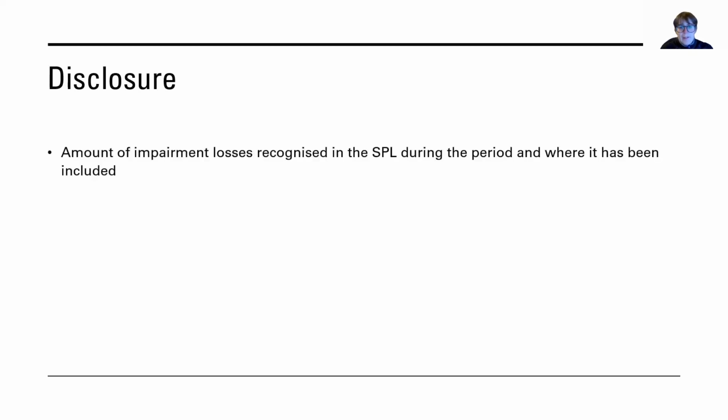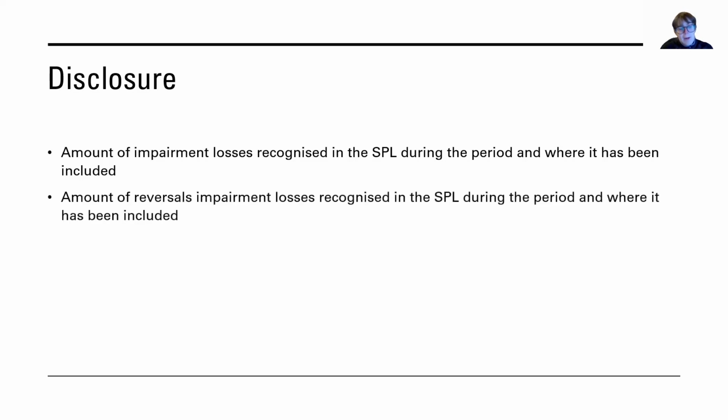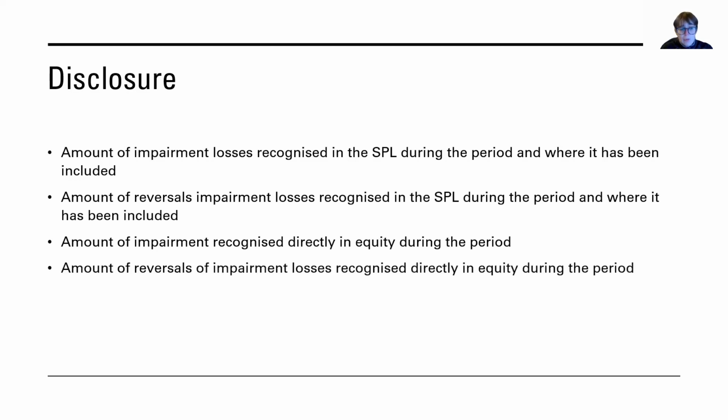So again, some disclosure is required here. The amount of impairment losses recognised in the statement of profit or loss during the period and where it has been included. The amount of reversals of impairment losses recognised in the statement of profit or loss during the period and where that has been included. The amount of impairment recognised directly in equity during the period. And finally, the amount of reversals of impairment losses recognised directly in equity during that same period.